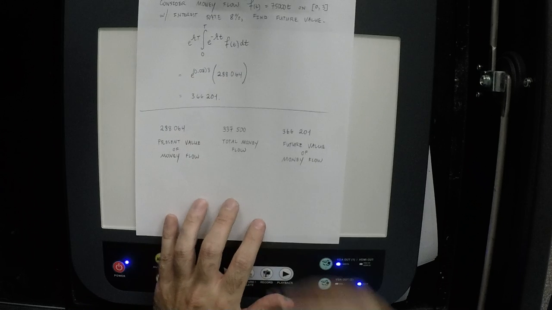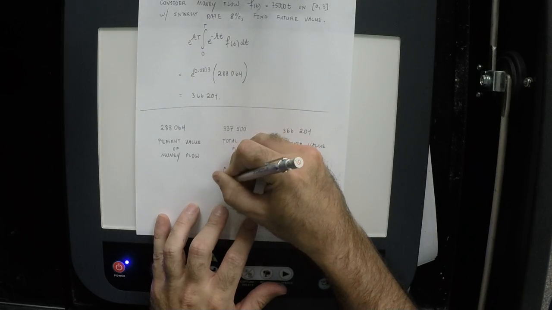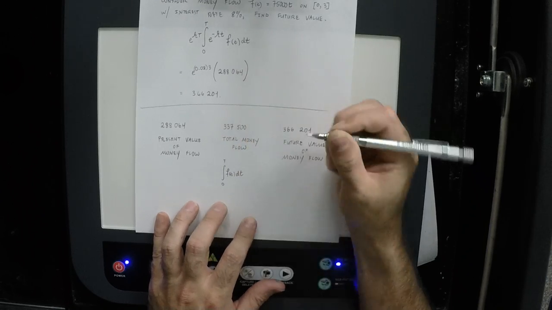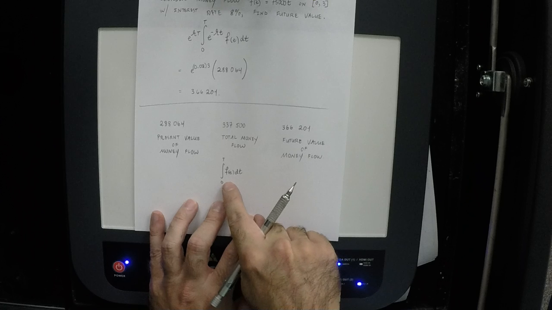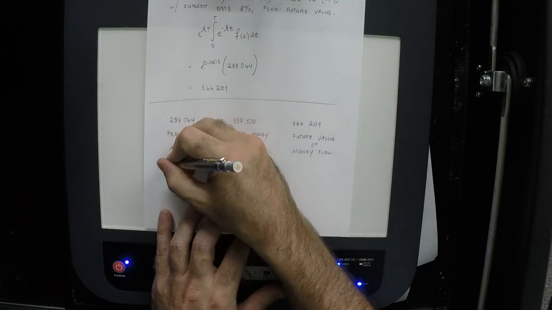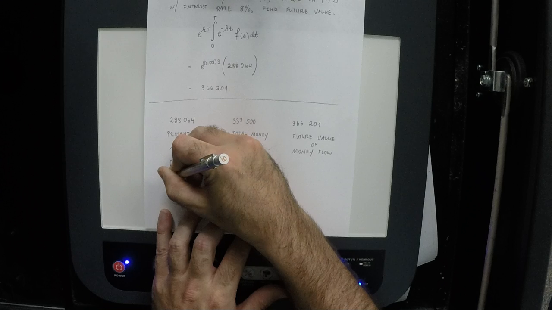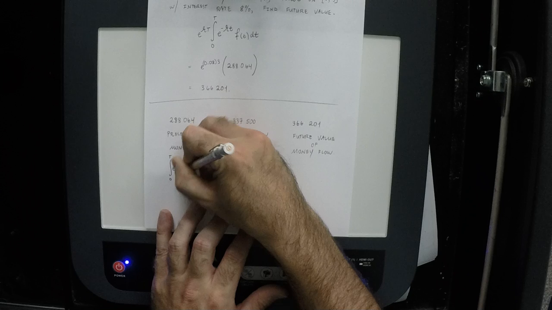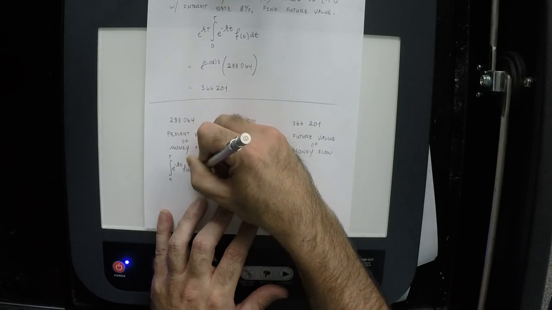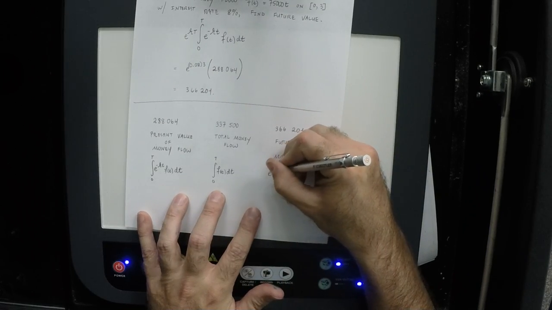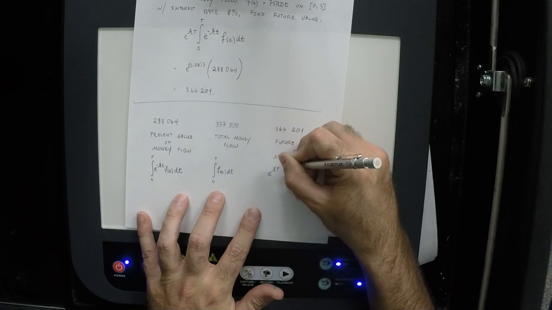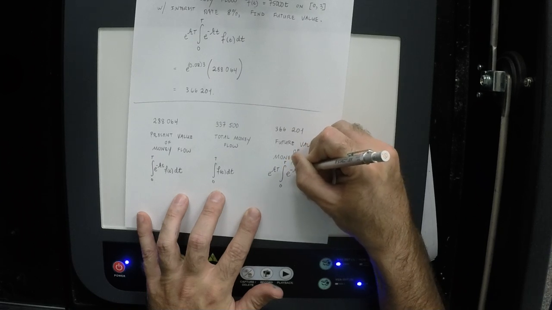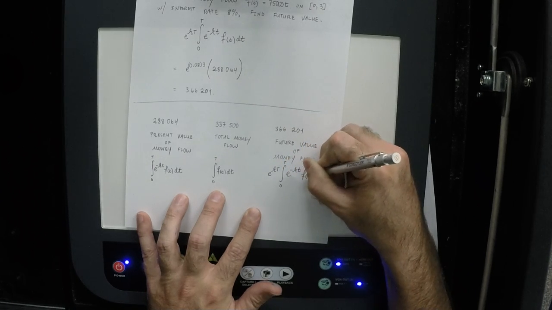So let's write down the formulas for these. We're almost done, which is good because I'm getting kind of exhausted. So this is the formula for this one. The formula for this one is the integral from 0 to T of e to the negative r little t, f of t dt. And this one is e to the r big T, integral 0 to big T, e to negative r little t, f of t dt.